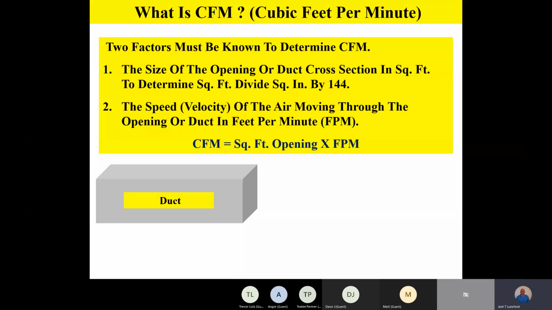So in our example, our average velocity is 381.2. And you can drop the 0.2 if you want to. That's just how it worked out on the calculator. So 381 is the average velocity across that grill in this example. So we're going to take that average velocity and go back and multiply it times the square foot area.